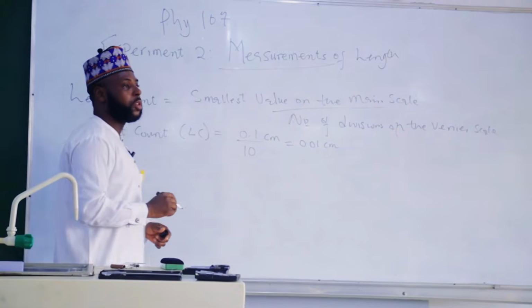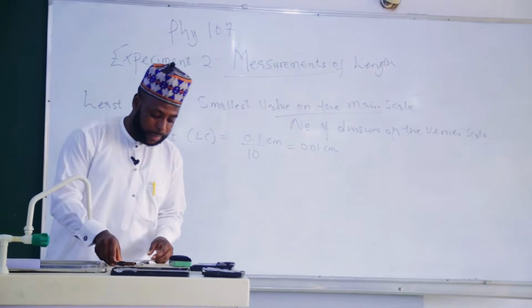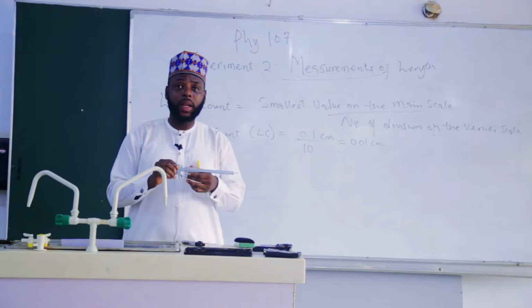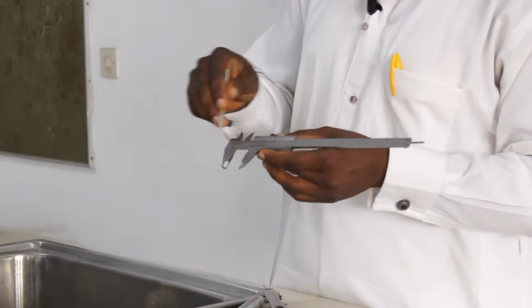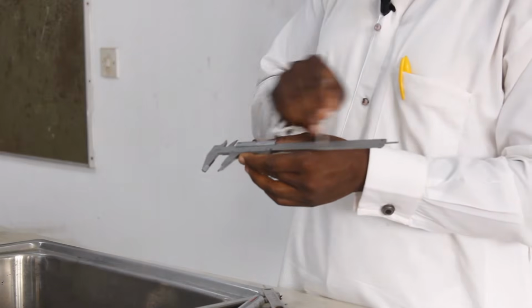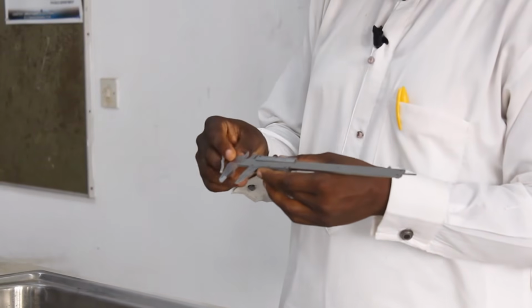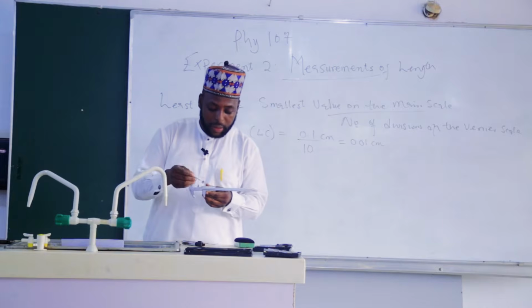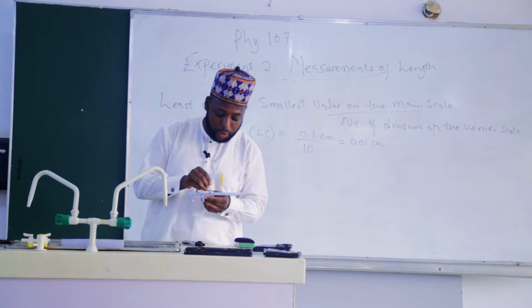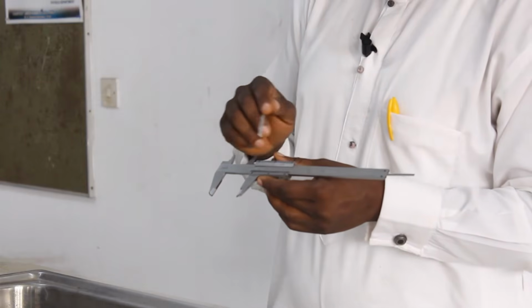This is what we expect you to do when you come to the lab. So this is another type of vernier caliper, and here is the main scale that runs on the longer section of the instrument, and the movable part, like I said earlier, is the vernier scale. Now you can see on this instrument we have 0.05 millimeters. So how is 0.05 obtained?